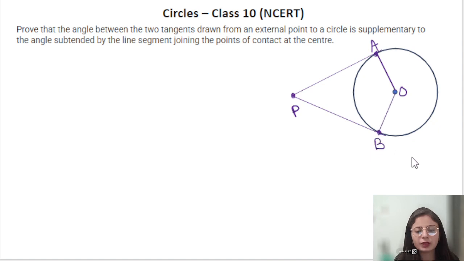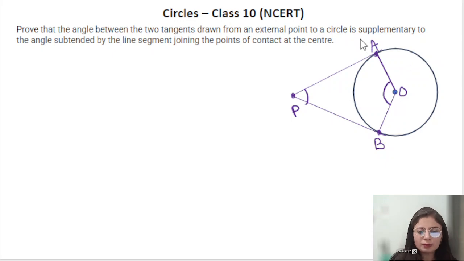Right. Now question में दिया हुआ है, we have to prove that the angle between these two tangents, so this is the angle between two tangents, is supplementary to the angle subtended by the line segment at the center. So this angle is the angle subtended by the line segment at the center, right? हमें प्रूव करना है ये दो एंगल सप्लीमेंट्री हैं.